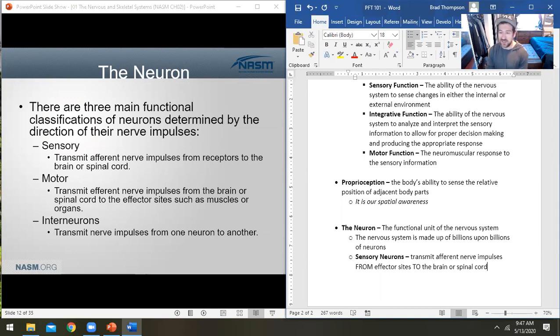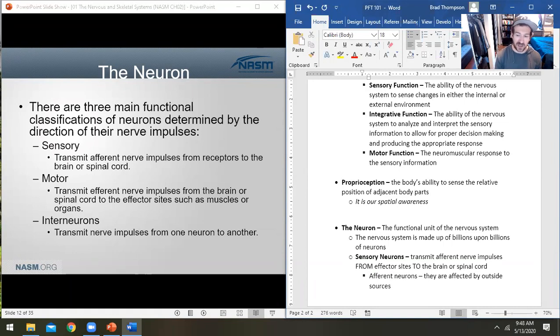So sensory neurons transmit impulses from effector sites, such as a muscle or a gland, to the brain, right? So if that gland gets poked, information goes to the brain. If that muscle gets stretched, information goes to the brain, right? So that is what we call an afferent neuron, right? Afferent neurons. They are affected by outside sources, okay?